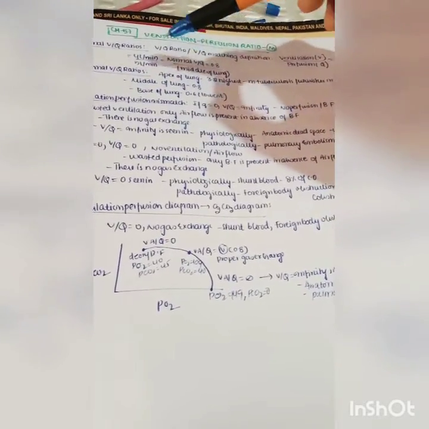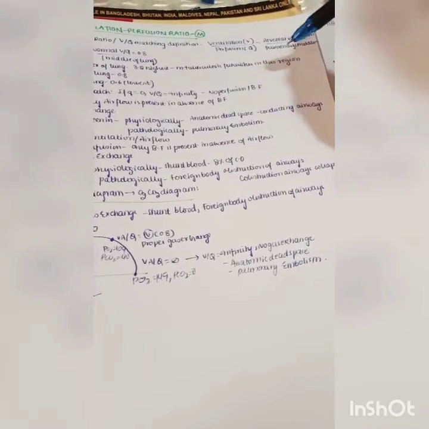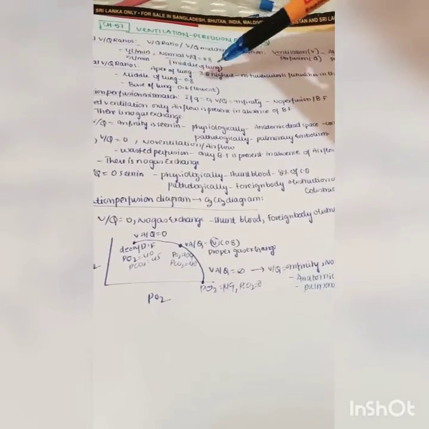This is the ventilation perfusion ratio, as we continue our respiratory physiology series. The normal ventilation by perfusion ratio is called the V by Q ratio or V by Q matching. By definition, ventilation by perfusion is equal to alveolar ventilation divided by pulmonary circulation. Normally our alveolar ventilation, as we talked about in our previous video, is 4 liters per minute, and pulmonary circulation is 5 liters per minute. So if we divide both of them, we get 0.8. So the normal ventilation perfusion ratio is 0.8.